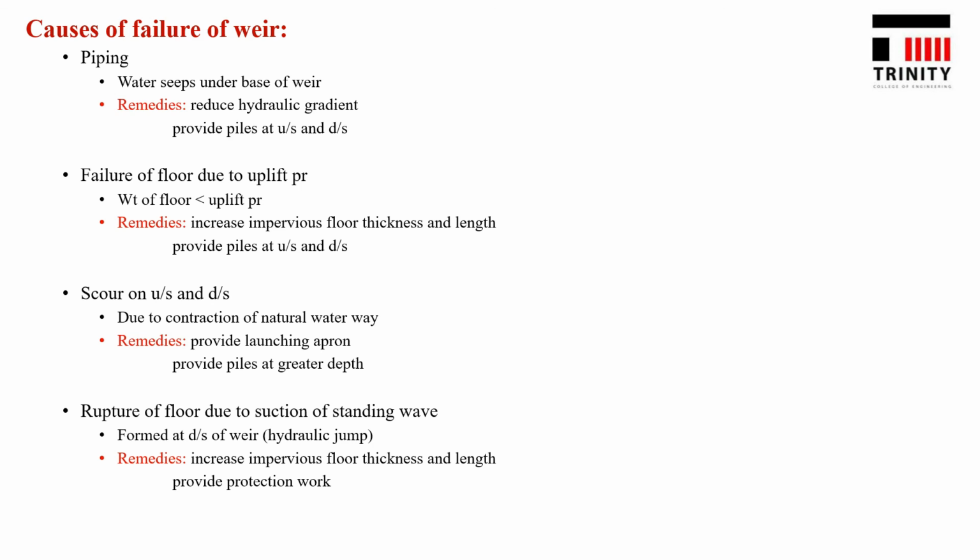Next failure is the scouring on upstream and downstream. Scouring on upstream and downstream occurs due to contraction of the natural waterway. When the natural waterway is contracted, it results in scouring of the bed at upstream and downstream. The scour hole progresses and reaches the structure, which results in failure. So, as a remedy, we have to provide piles at greater depth, and provide a launching apron, that is, a stone covering to reduce the scouring rate.